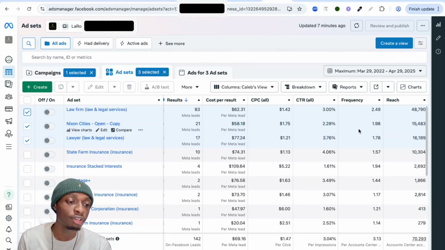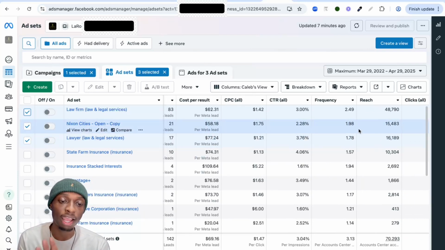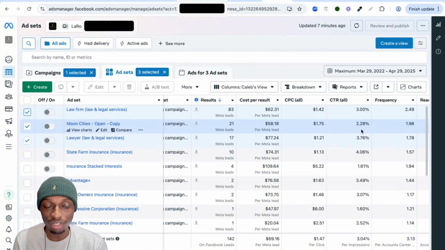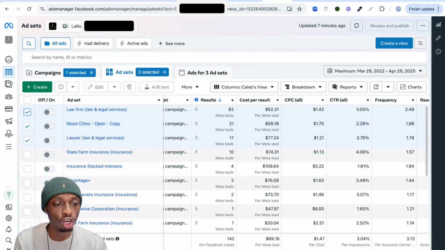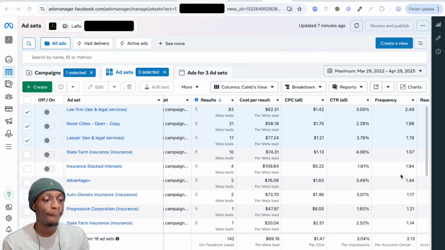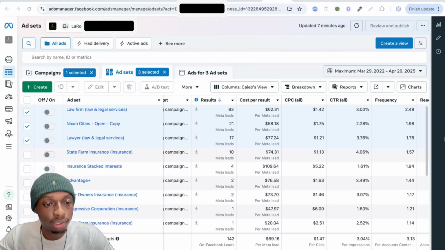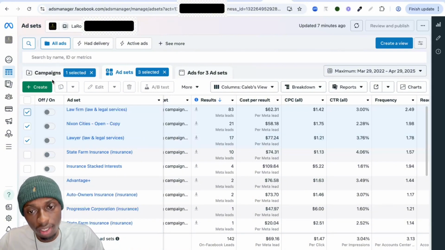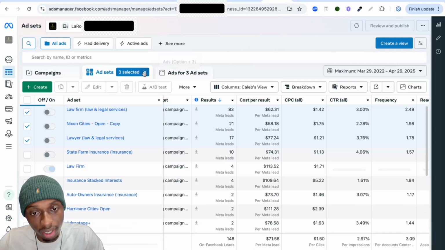CTR, frequency, reach, all those things come into play after you've been running ads for a while. But to recap, cost per click, cost per result, and results are going to be the main metrics you want to be studying when you first start running your own ads. Now, keep in mind, all of this information is coming from someone who has actually done this, who's actually spent a lot of money. I'll just show you one of the ad accounts that I'm in right now.